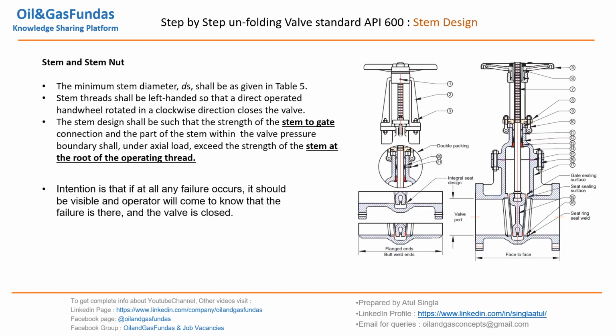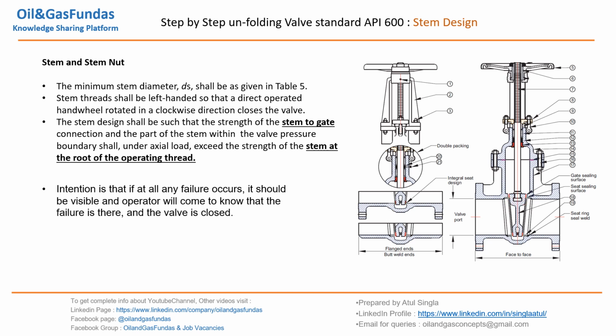Now, there are a few aspects mentioned in API 600 which we need to take care of while designing the stem. If you see, it is a stem. This is a gate. Here the stem is there and there is a joint between the stem and the gate.